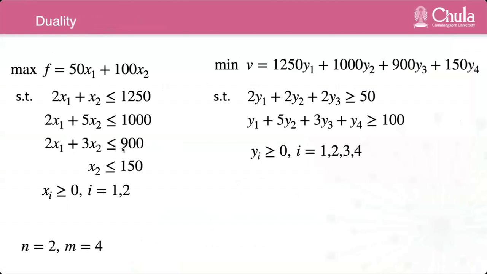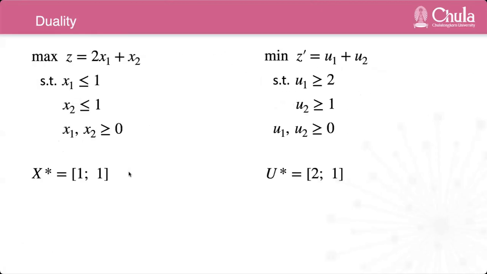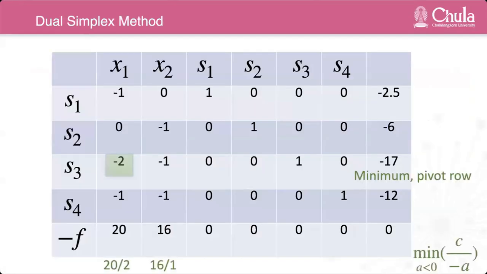Here, 50, 100 becomes, right? Also, you can consider this coefficient becomes its right-hand side, right? So once we look at this table, instead of considering this coefficient, we consider this constant instead. Find the minimum. Which one is the minimum? We call it the pivot row. This is the minimum, right? Yes. Minus 17 is the minimum. This is the pivot row. Okay.